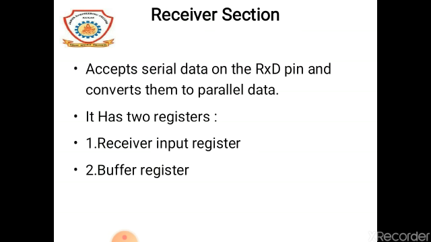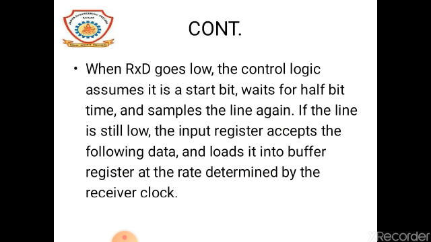The receiver section accepts serial data on the RxD pin and converts them to parallel data. What happens? It receives the serial data from the outside world. As I already told you, 8251 communicates in the form of only serial bits. So it converts them into parallel data. It has 2 registers. First is the receiver input register and second is the buffer register.